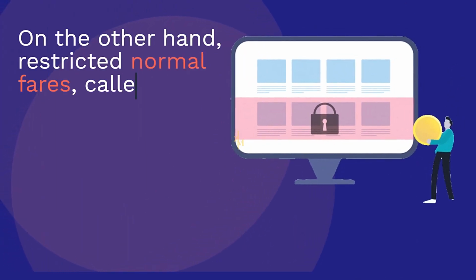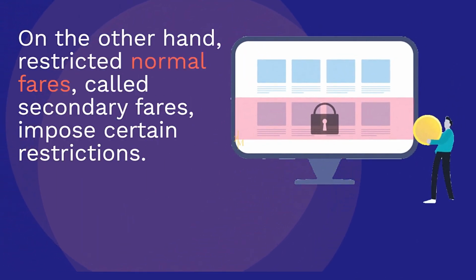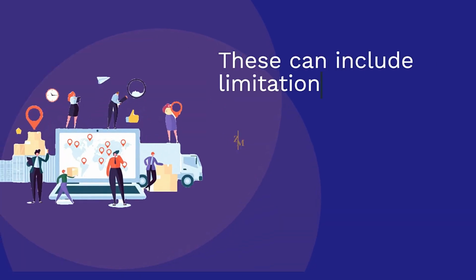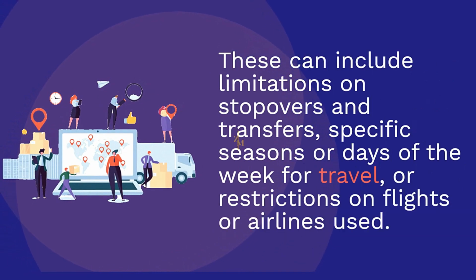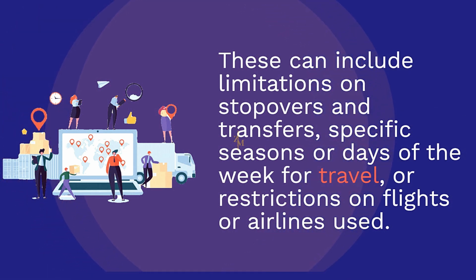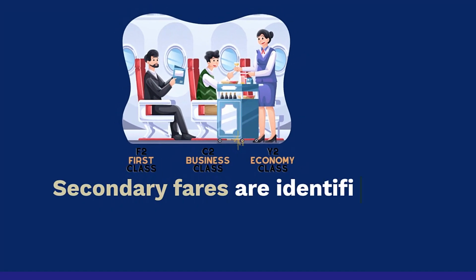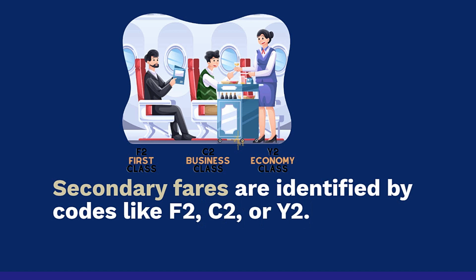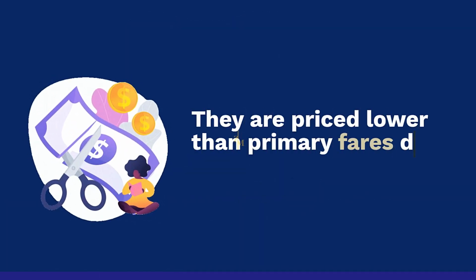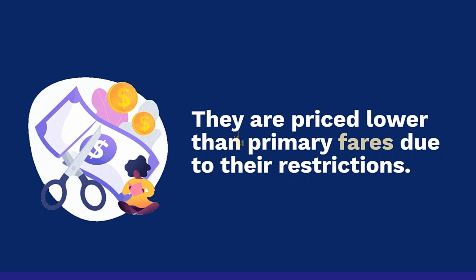On the other hand, restricted normal fares, called secondary fares, impose certain restrictions. These can include limitations on stopovers and transfers, specific seasons or days of the week for travel, or restrictions on flights or airlines used. Secondary fares are identified by codes like F2, C2, or Y2. They are priced lower than primary fares due to their restrictions.